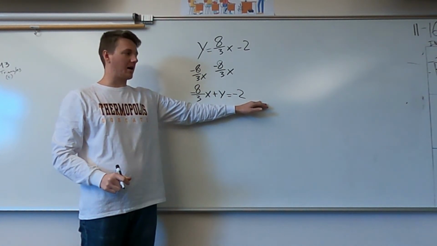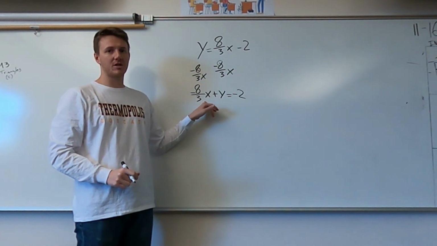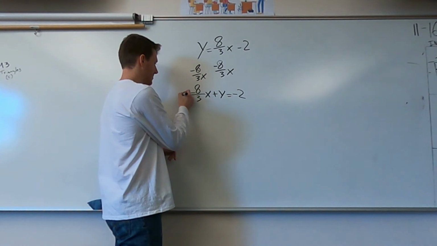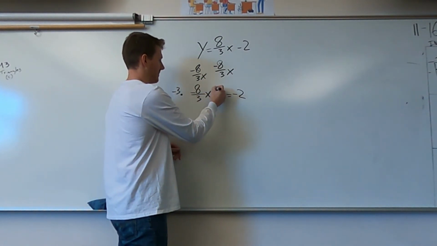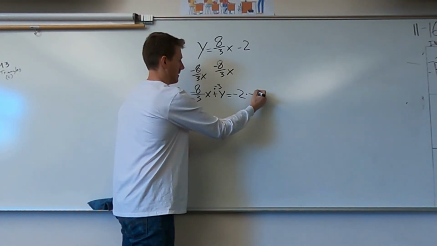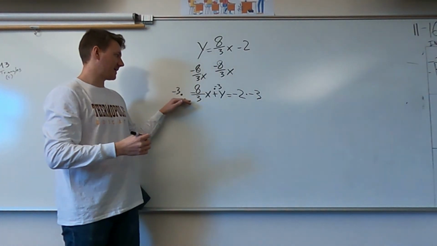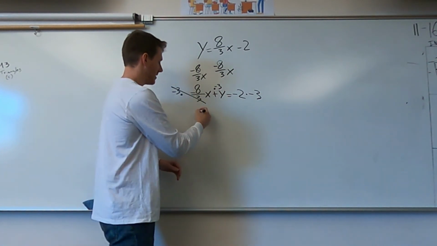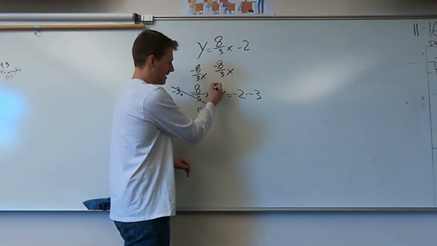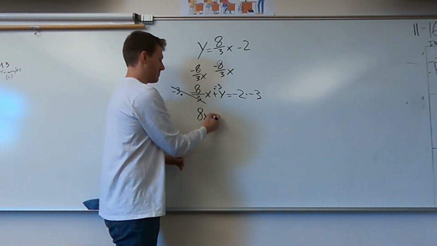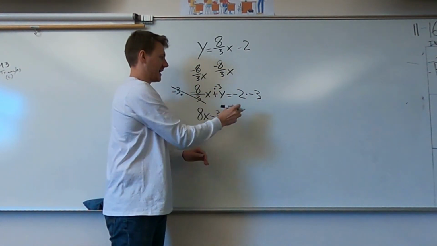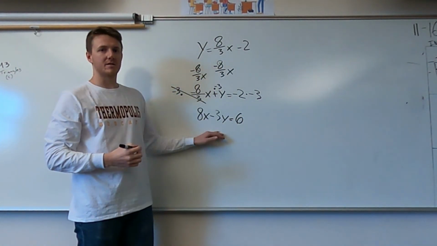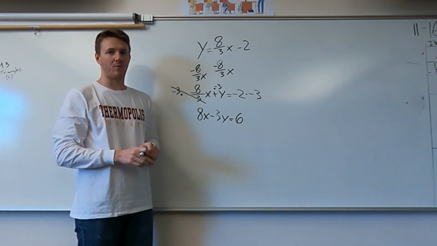But then we know that our x needs to be an integer and it needs to be positive. So we can multiply all of our terms by a negative 3. And this will then give us, these negatives are going to cancel out, and these 3's will cancel out as well, leaving us with positive 8x. Negative 3 times y gives us minus 3y. And negative 2 times negative 3 gives us positive 6. So this is our equation in standard form.